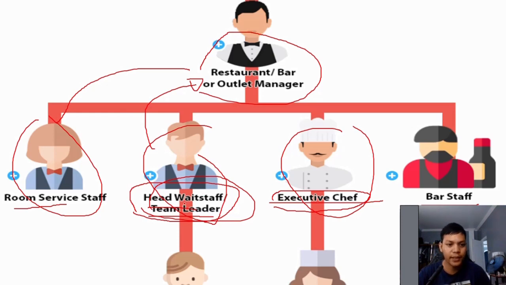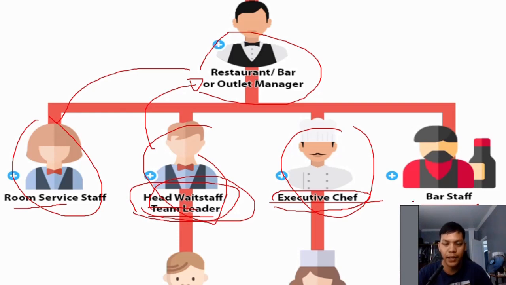So the head wait staff or the captain waiter will also make reports and make schedules for the subordinates under him. Same with the executive chef. And this person will also conduct stock taking or inventory checking and purchase required stock. He will list all the items or ingredients that they need in order to perform in the kitchen.